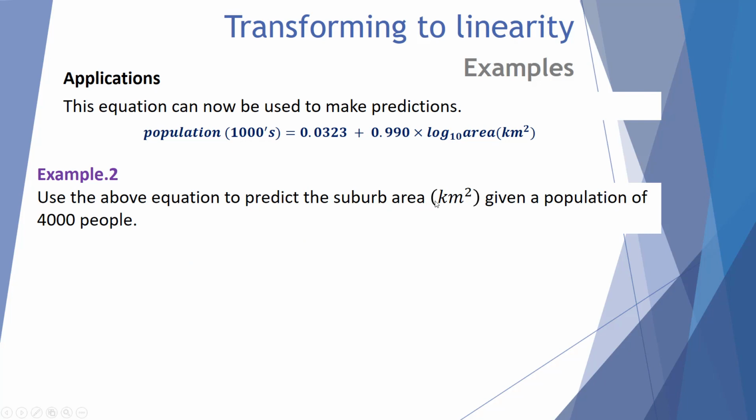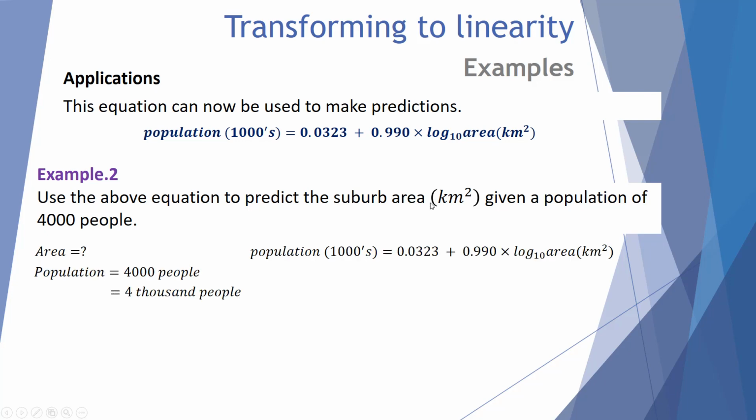Our second and final example: use the above equation to predict the suburb area in kilometers squared, given a population of 4,000 people. So the area is the question mark this time. Population is 4,000 people. Now this equation uses population in thousands, so I'm writing this as 4. Let's sub the 4 in. So 4 is equal to 0.0323 plus 0.990 multiplied by the log base 10 of the area in kilometers squared.